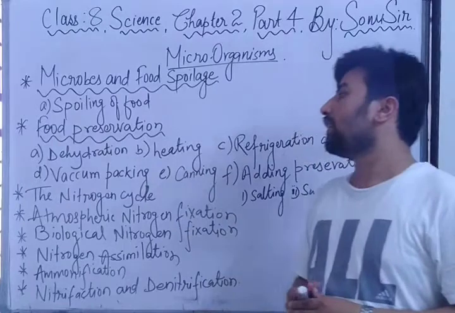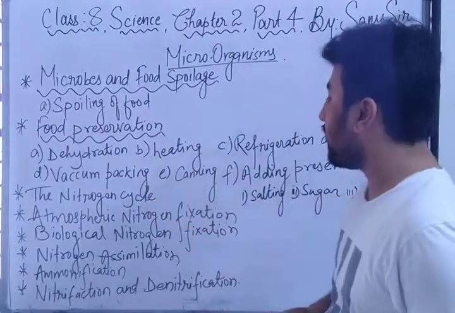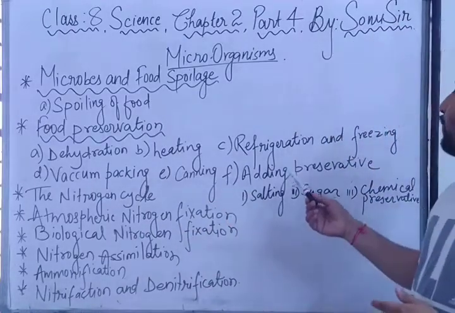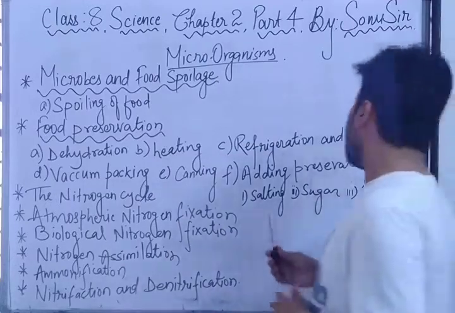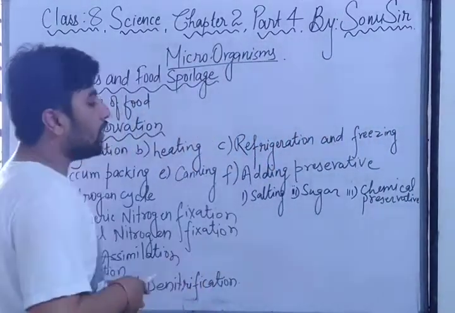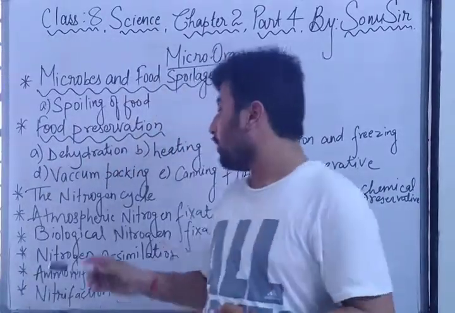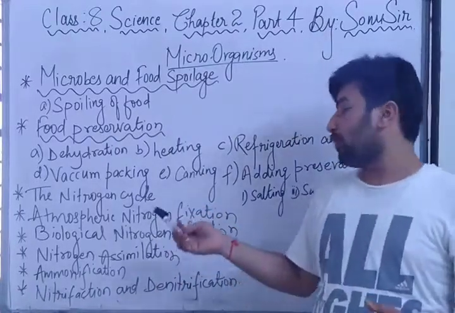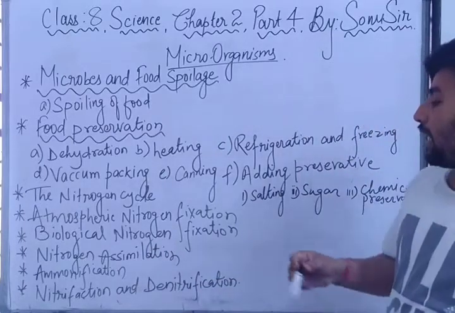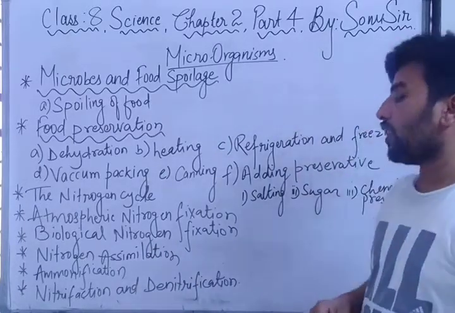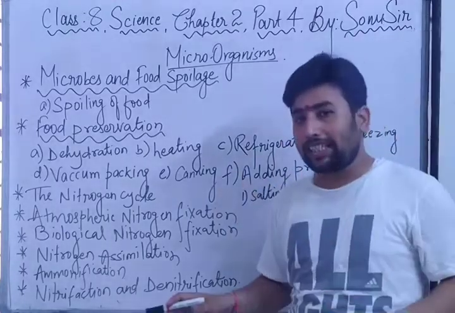After that we are going to describe food preservation, the processes of food preservation like dehydration, heating, refrigeration and freezing, vacuum packing, canning, adding some preservatives like salting, sugar and chemical preservatives. After learning about these, we will move towards the nitrogen cycle: atmospheric nitrogen fixation, biological nitrogen fixation, nitrogen assimilation, ammonification, nitrification and denitrification, and then we will complete this chapter.